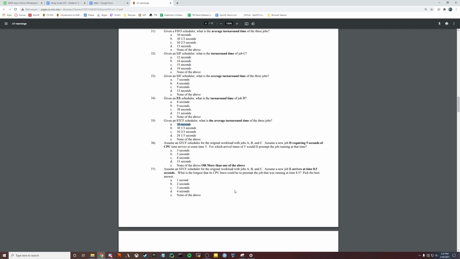Okay, 36. Assume a shortest time to completion first scheduler for the original workload with jobs A, B, and C. Assume a new job D requiring 5 seconds of CPU time arrives at some time T. For which arrival times of T would D preempt the job running at that time? Oh man, this is confusing me.